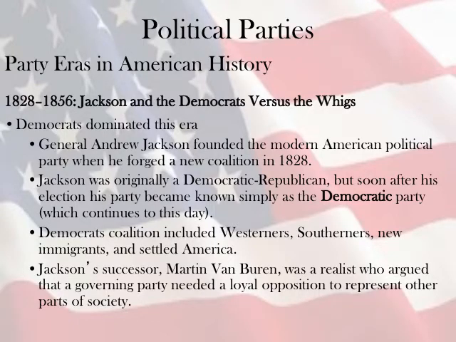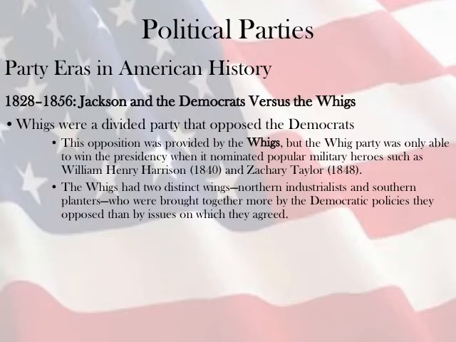Jackson's successor, Martin Van Buren, was a realist who argued that a governing party needed a loyal opposition to represent the other parts of society. This opposition was provided by the Whigs, a divided party that opposed the Democrats. The Whig Party was only able to win the presidency when it nominated popular military heroes such as William Henry Harrison in 1840 and Zachary Taylor in 1848. The Whigs had two distinct wings, Northern industrialists and Southern planters, who were brought together more by the Democratic policies they opposed than by issues on which they agreed.